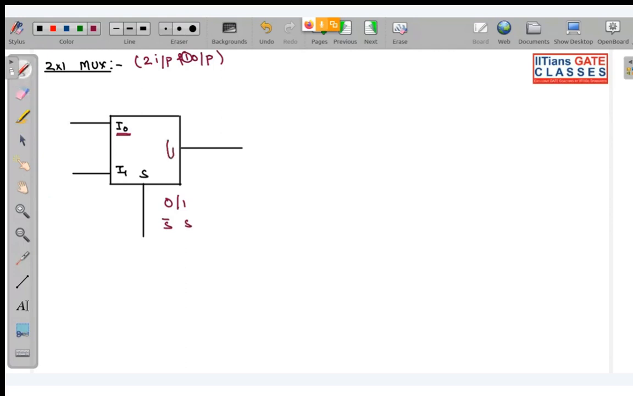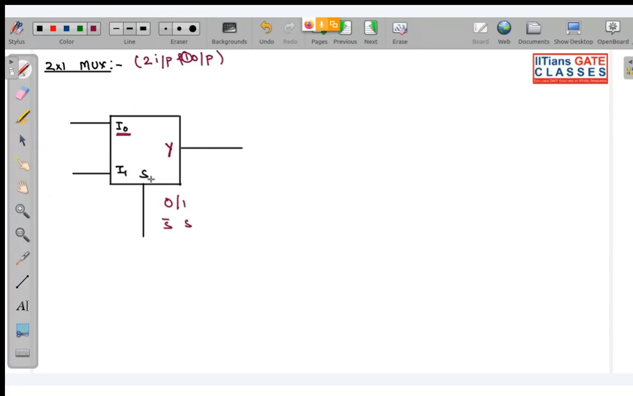O corresponds to output. Okay. Or you can even write it as Y. No issues. You can write it as Y. So whenever S is 0, then I naught will be connected to Y. And when S is 1, I1 will be connected.